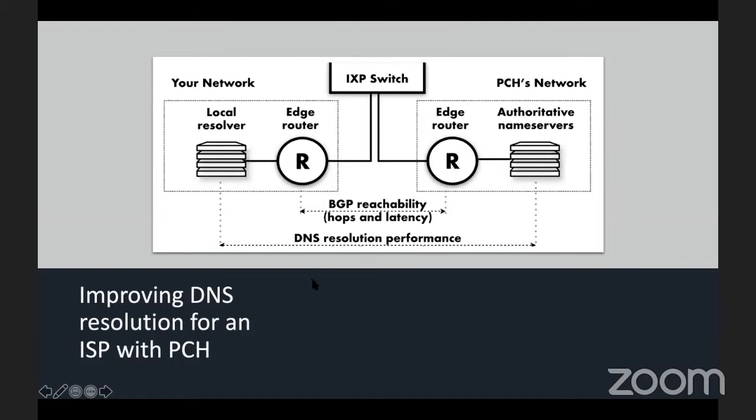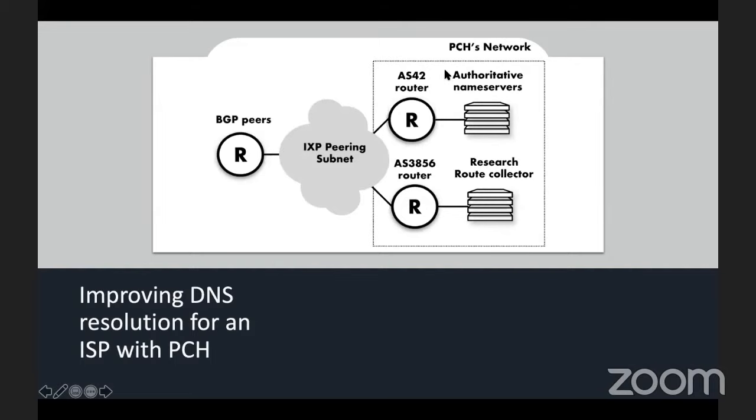If you click on the next, I think the next is just a small diagram. Not only do we run authoritative name servers, but we also run a network of route collectors. We listen to the BGP messages exchanged between all the BGP peers, and we archive those and provide them to the research and operational community so they can run research on what happens in an exchange point, and that is also very helpful for troubleshooting.